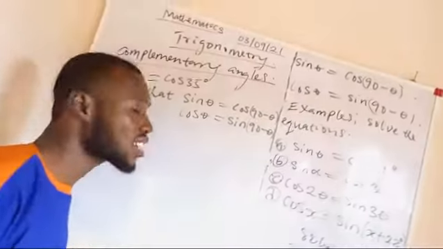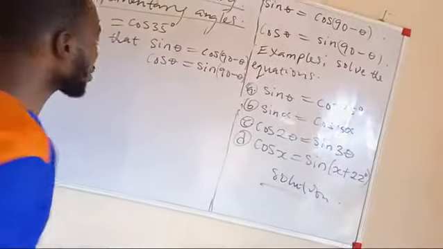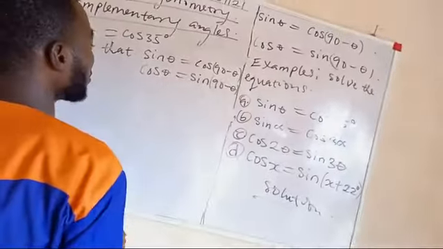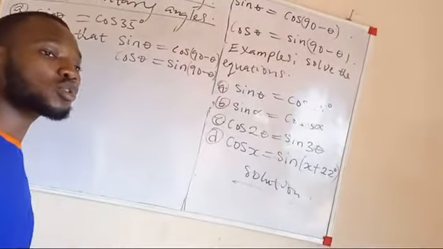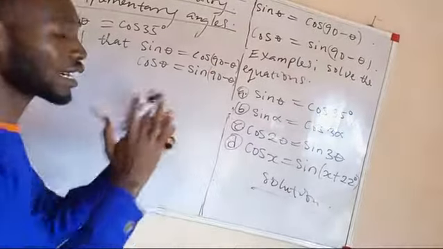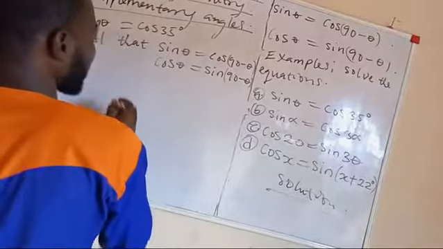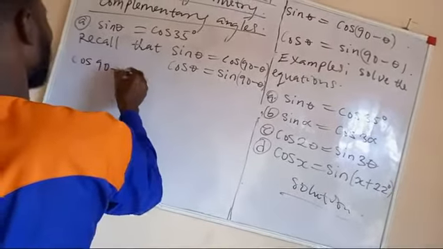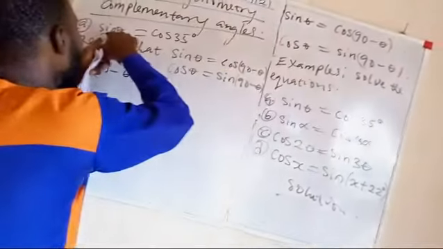So you have to make one to be the same. Like the first one, we have sin theta is equal to cos 35. So if sin theta is equal to cos(90 minus theta), we have to make all of them uniform, so that cos can cancel cos. We substitute, and cos(90 minus theta) is now equal to cos 35 degrees.